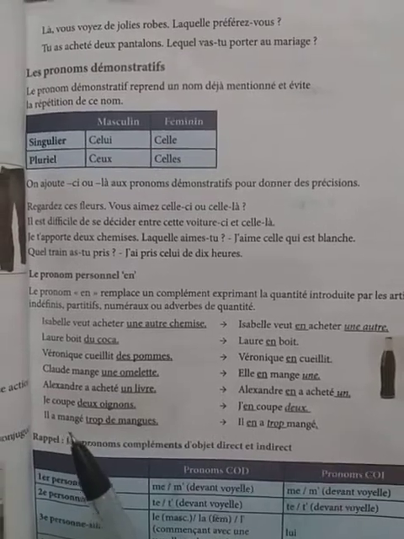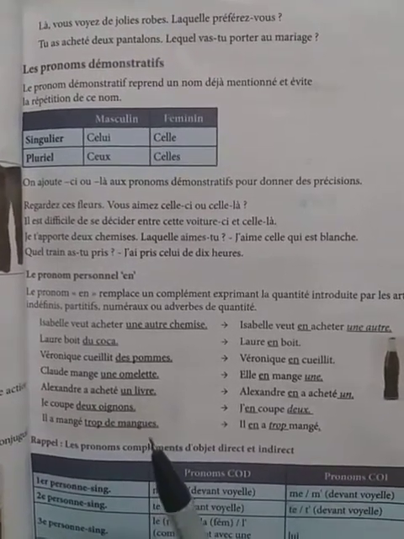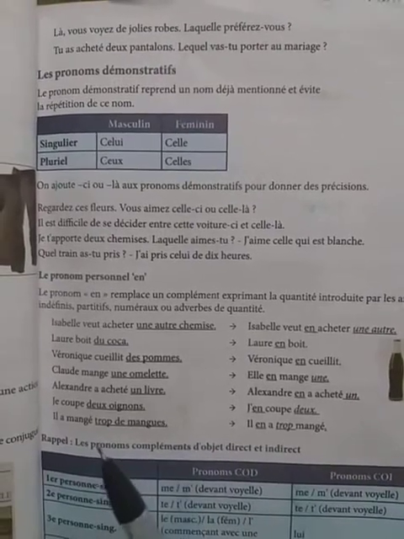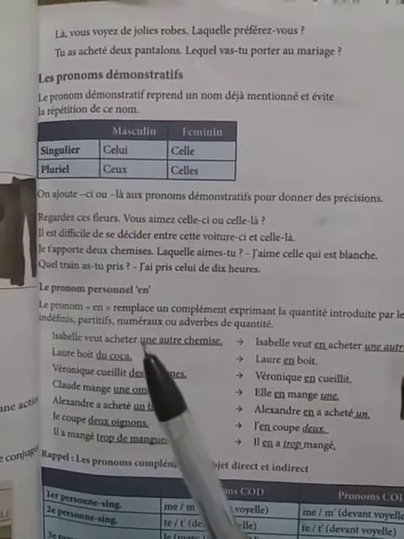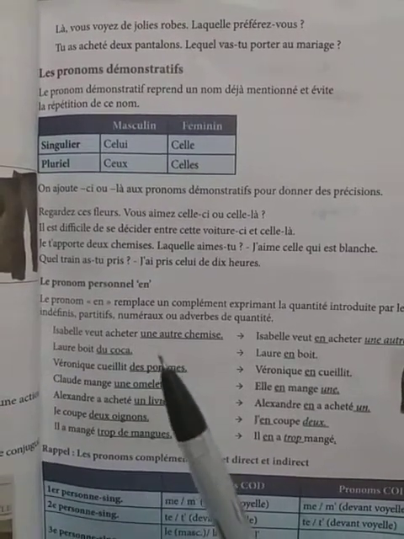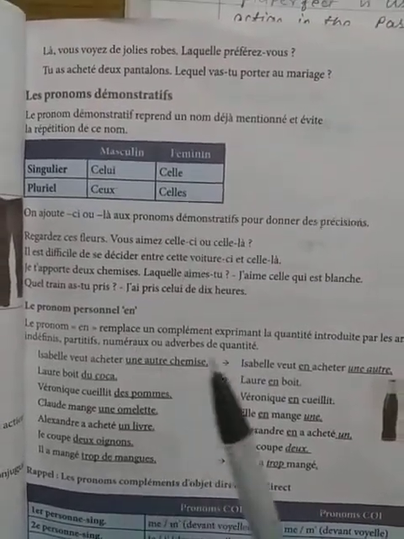Then here, il mange trop de mangues. He ate too much of mangoes. Trop, too much. Adverbs of quantity. Next example, see the examples. First, four are there: indefinite articles, partitive, numbers, adverbs of quantity.